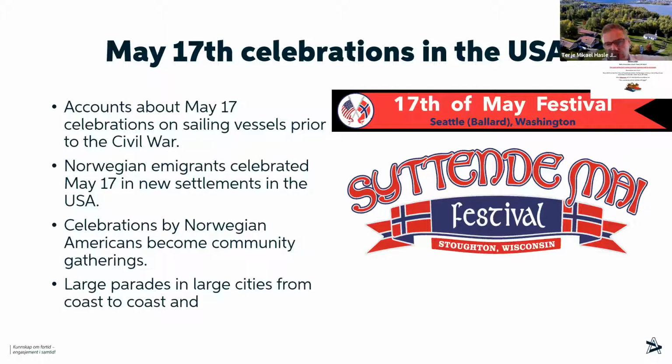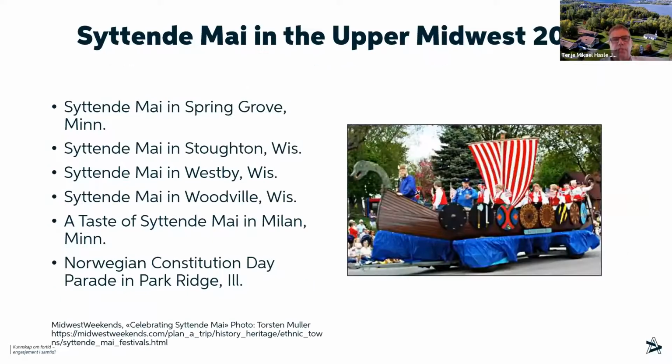So with sailing vessels, May 17th was a date when you were usually on the sea, on a sailing vessel, if you left in April. So celebrations by Norwegian Americans eventually became community gatherings, and there has been a development of large parades in larger cities like Brooklyn, Seattle, also Minneapolis, Chicago, but also in more rural communities, as you will see here.